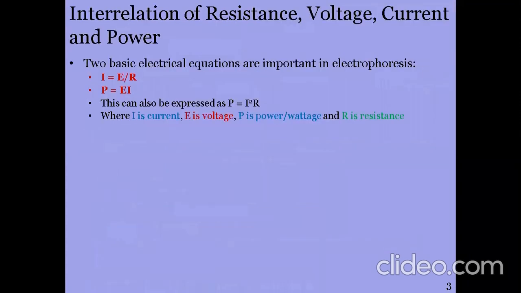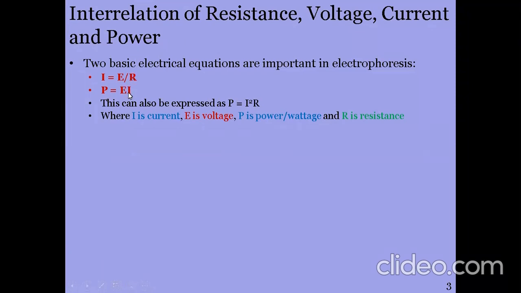Next, two basic electric equations are important. The first one is I = E/R, and the second one is P = EI. I = E/R means I is inversely proportional to the resistance. I is the current, E is the voltage, and R is the resistance. P is the power, and E is the voltage, and we already discussed that.